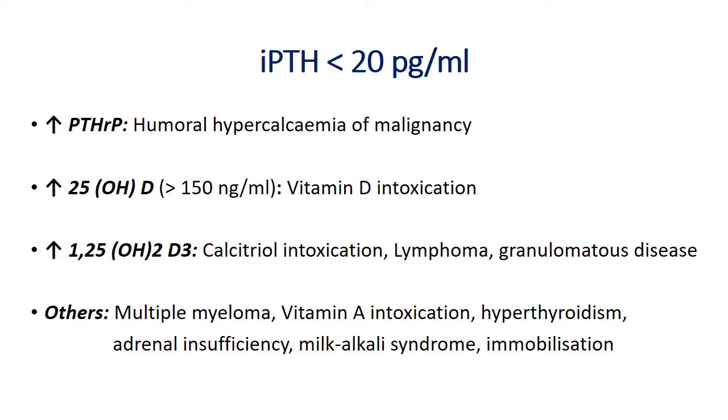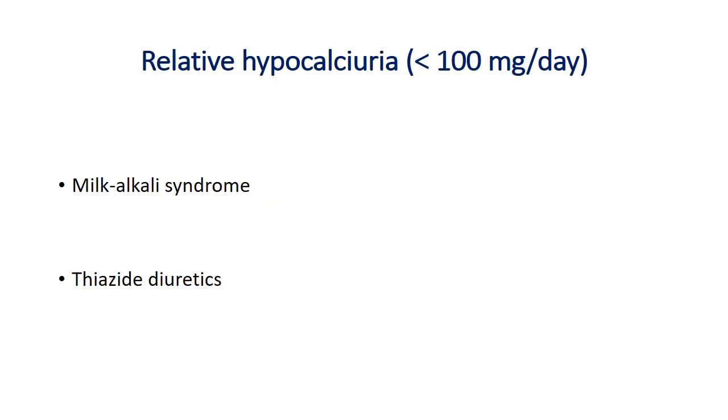Some diseases like lymphoma and sarcoidosis lead to increased 1-alpha hydroxylase activity and subsequent generation of the active form of vitamin D in the human body. But again, these diseases are not very common, and when they lead to increased calcitriol generation, they are usually in an advanced stage and are picked up quite easily. There could be other causes of PTH independent hypercalcemia as well, including hyperthyroidism, adrenal insufficiency, immobilization, and milk alkali syndrome.